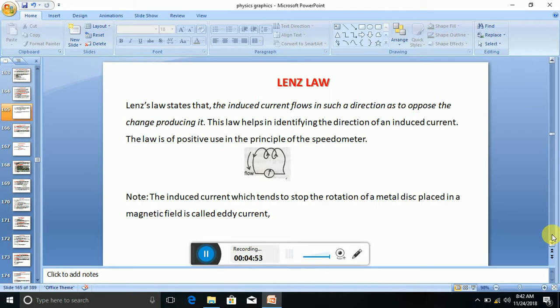The law is of positive use in the principle of the speedometer. Note the induced current which tends to stop the rotation of a metal disc placed in a magnetic field is called eddy current. Eddy current is that very induced current which tends to stop the rotation of a metal disc placed in a magnetic field.